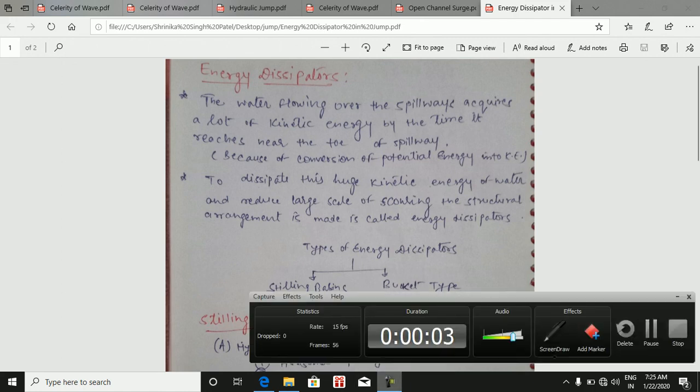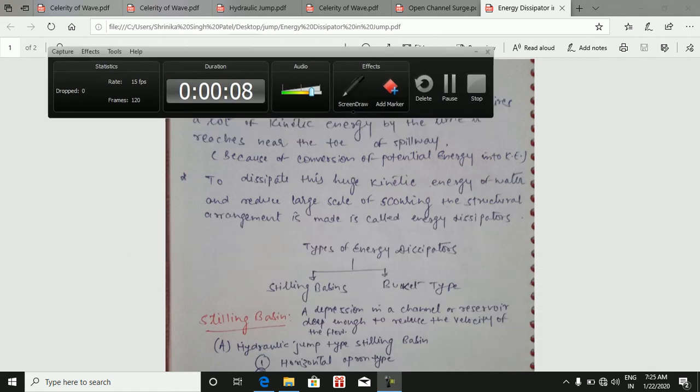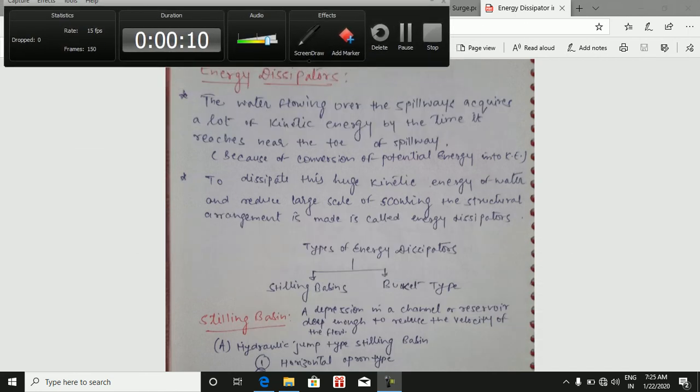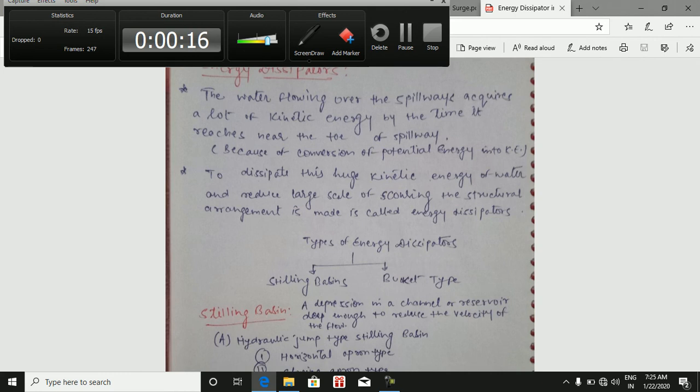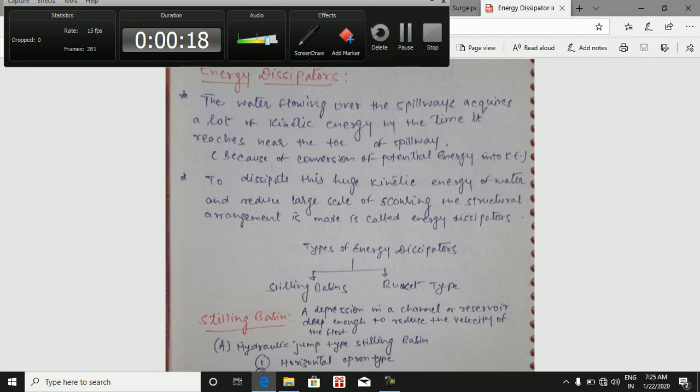Hello students. Today we are going to see the energy dissipator. What does energy dissipator mean, and why do we use it? We are going to see.